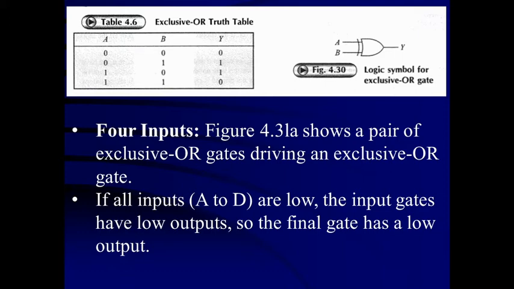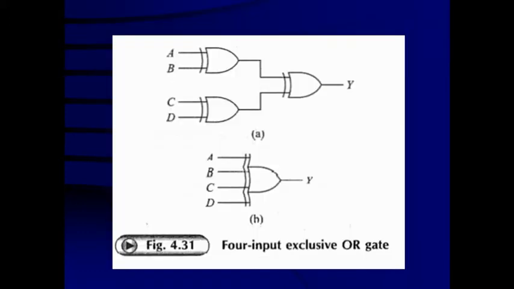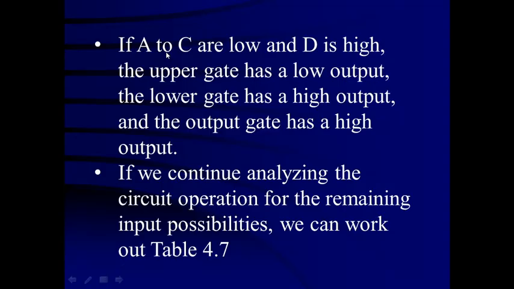The next figure will show you that this is your 4 input exclusive OR gate. Inputs are A, B, C and D. But this 4 input exclusive OR gate is prepared from 2 input exclusive OR gates. This is 1, 2 and this is followed by a third exclusive OR gate, and that will produce the final output of the 4 input exclusive OR gate. Let's see how it works.